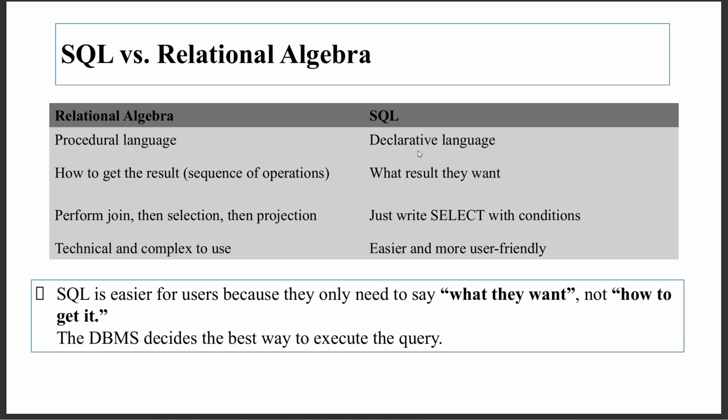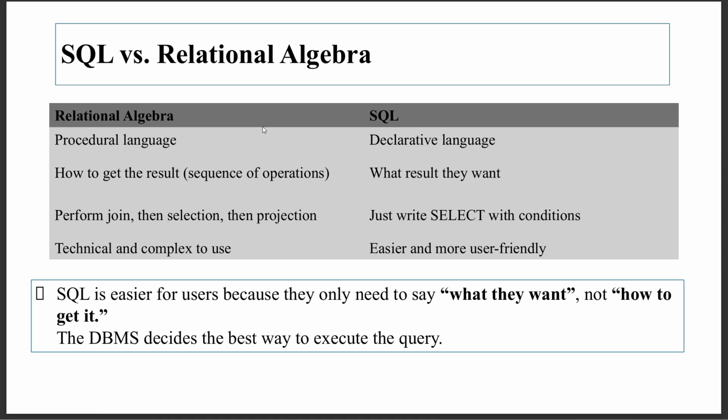SQL is a type of declarative language. For example, if I want to write a query using SQL, I will say create table, table name, followed by attribute and its data type, semicolon. That's it. If I want to retrieve or fetch what is present in the table, I'll write select star from table name. That's it. Whatever is present in the table, I'll be able to fetch it. In SQL, we focus more on what result they want, and we just write select with conditions. It is easier and user friendly.